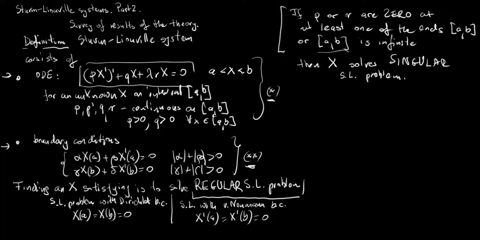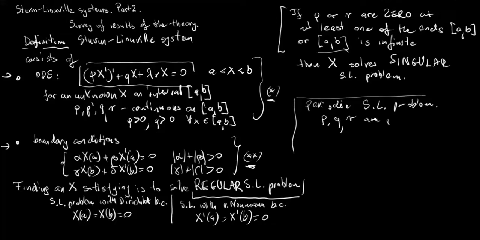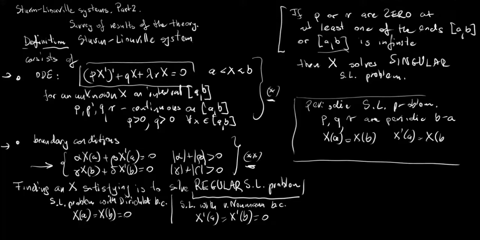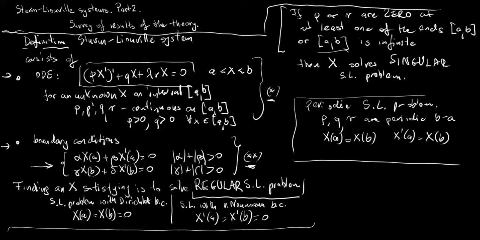To make these definitions complete, we also consider yet another Sturm Liouville problem, which is the periodic Sturm Liouville problem, in which functions p, q, and r are periodic functions with period b minus a, and instead of these boundary conditions, in the periodic Sturm Liouville problem one considers boundary conditions such that the function and its derivative are the same at both ends of the interval a and b. So this page summarizes all the definitions related to Sturm Liouville problems that are of interest to us.